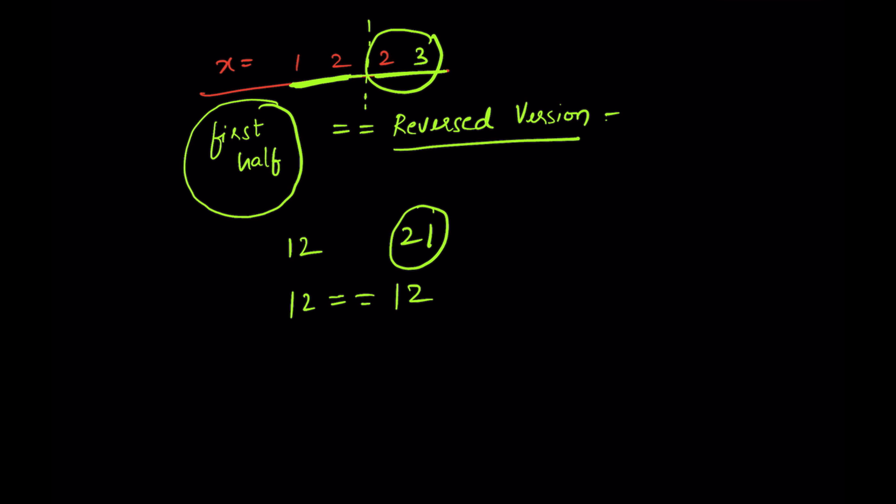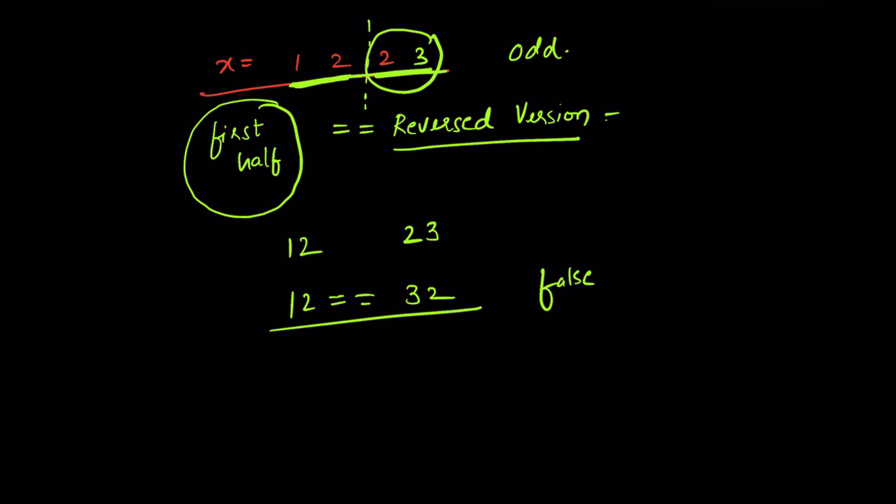Let's try a different number, that is 1, 2, 2, 3. Applying the same logic, the first half is 12, the second half is 23, and the reversed version is 32, which is not equal to the first half, hence the output is false. This logic is straightforward when there are an even number of digits. What if there are an odd number of digits in the input?